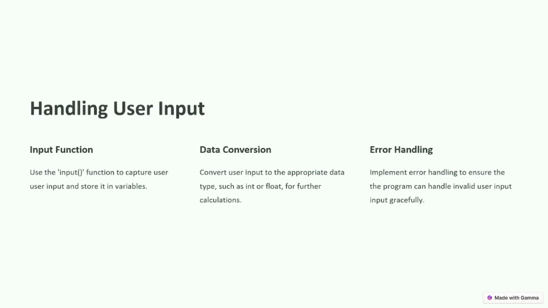Handling user input. We use the input function to capture user input and store it in variables, as we already discussed what variables are. For data conversion, we use appropriate data types such as int and float for further calculations. And for error handling, to ensure the program can handle invalid user input gracefully.